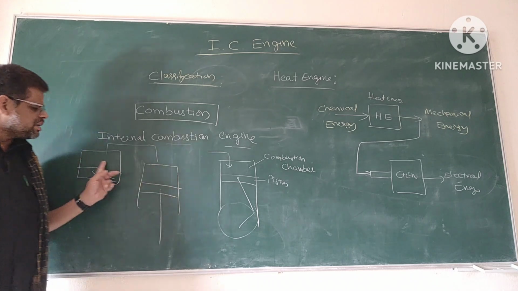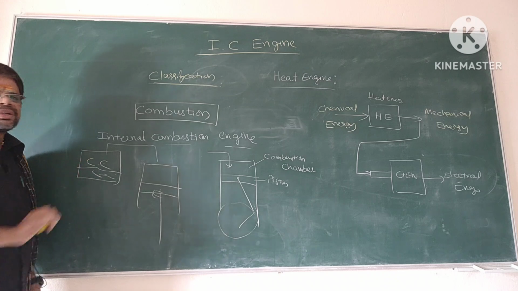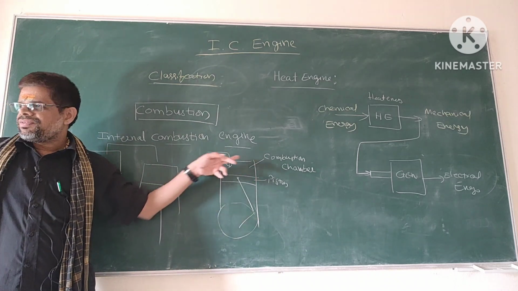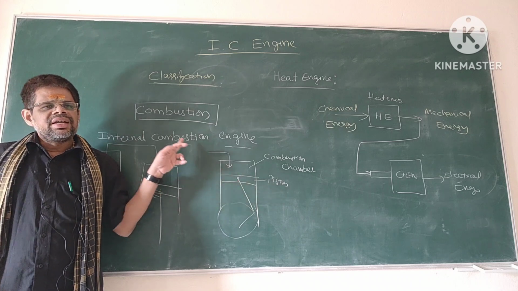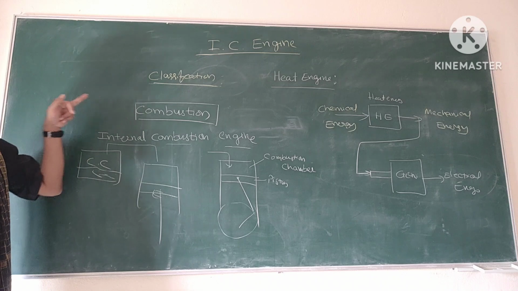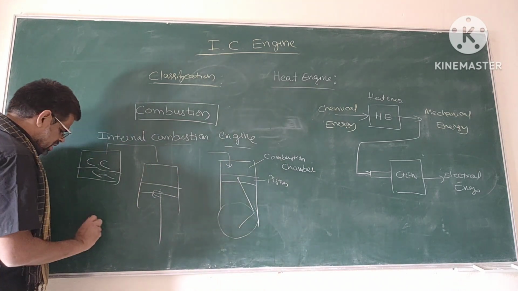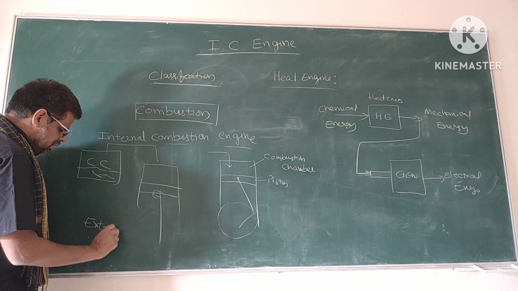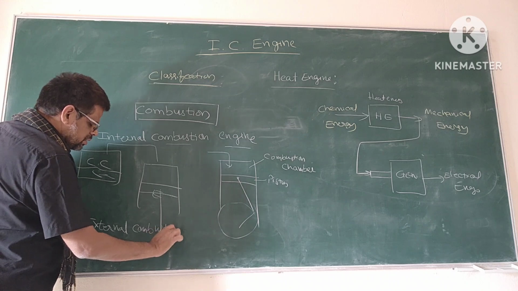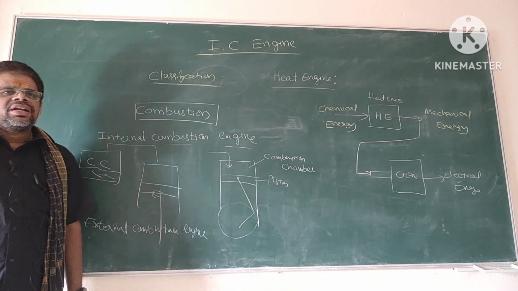Okay, so here the combustion chamber is placed outside the engine. This is the engine and this is the combustion chamber. But in the other case, the combustion chamber is within the engine itself. So that's why that is called an internal combustion engine. Here the combustion chamber is placed external to the engine. That means outside the engine. That's why this is called an external combustion engine.